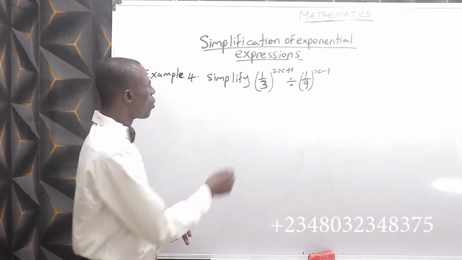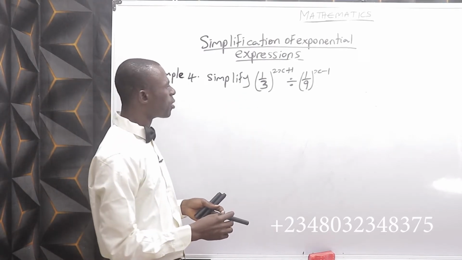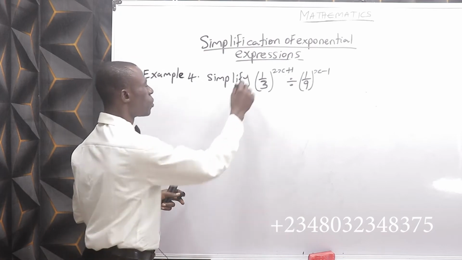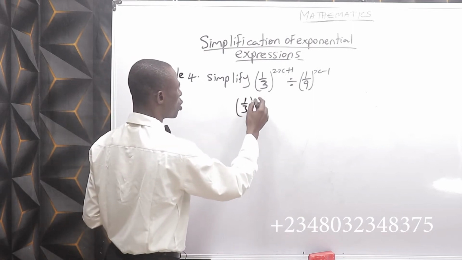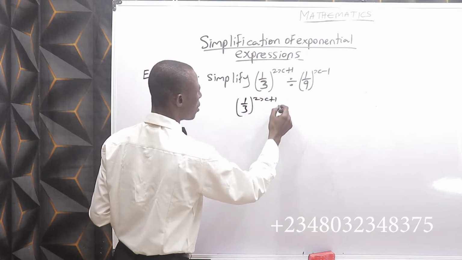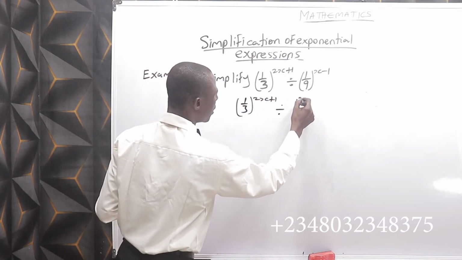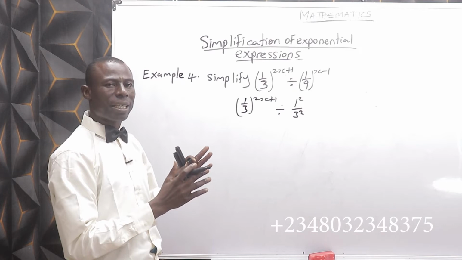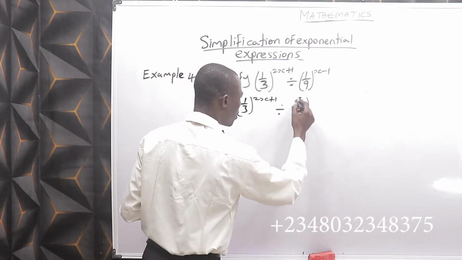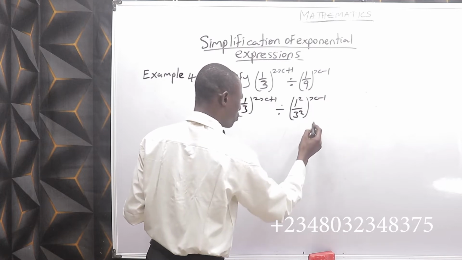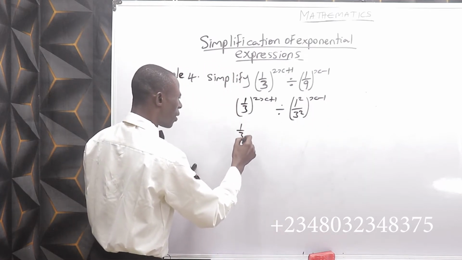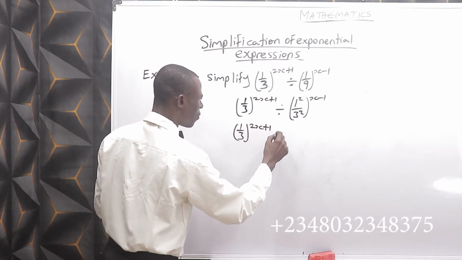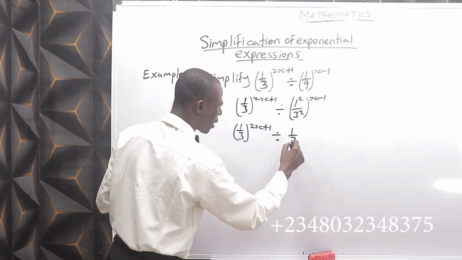Example 4, simplify 1 over 3 in brackets raised to power 2x plus 1 divided by 1 over 9 in brackets raised to power x minus 1. So 1 over 3 raised to power 2x plus 1 divided by 1 squared over 3 squared. You express each of the components in index form. To simplify it, raised to power x minus 1. That means 1 over 3 raised to power 2x plus 1 is divided by, this is 1 over 3.